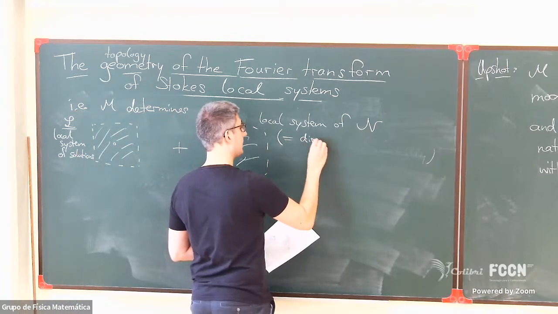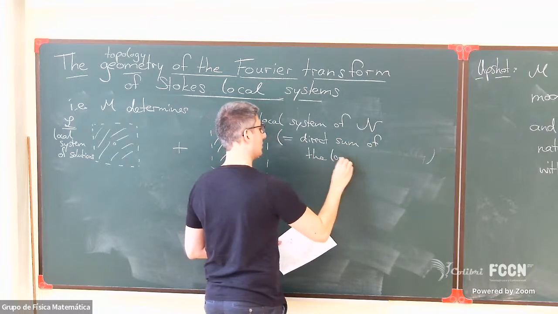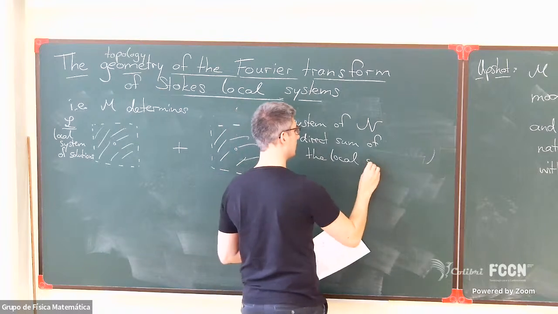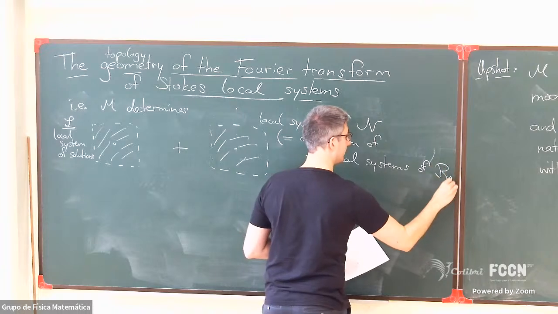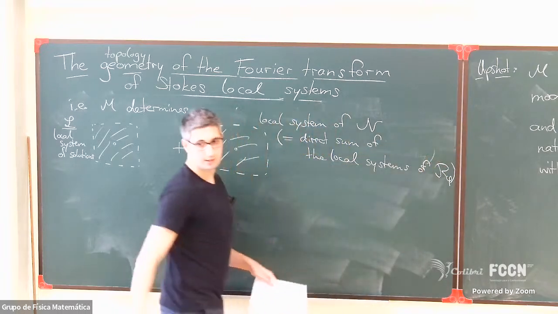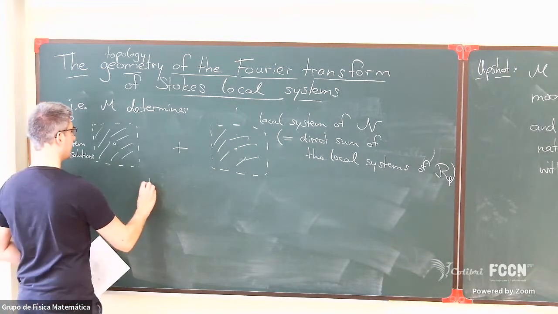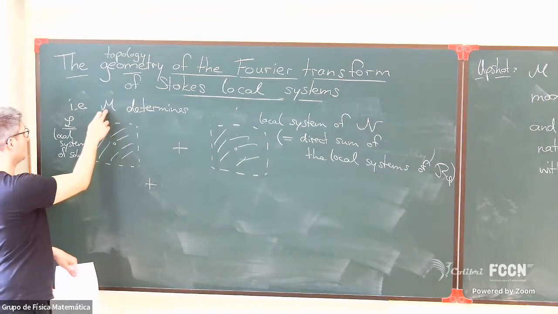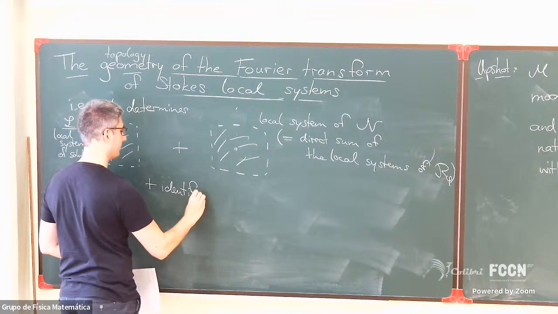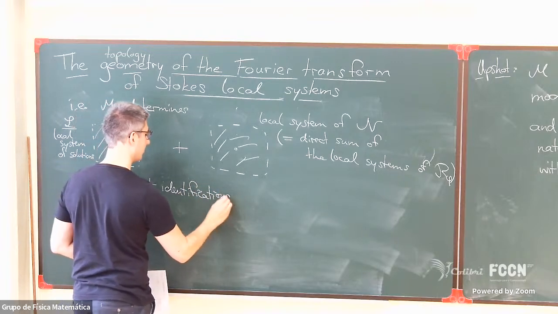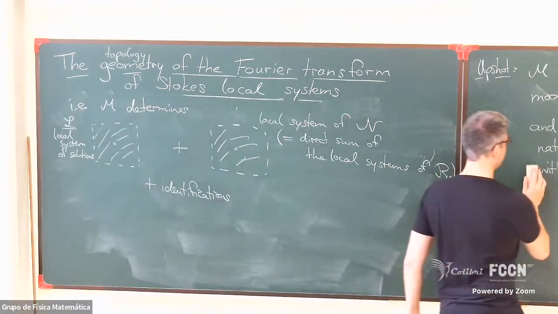And if you want, this is the direct sum. So this comes with the decomposition of the local systems of these R phi's that appear. Okay. So it determines a local system of M, a local system of the formal model, plus some identifications between them. Now I want to put them together.